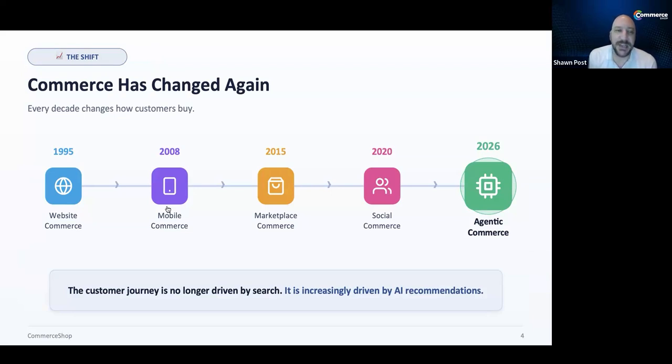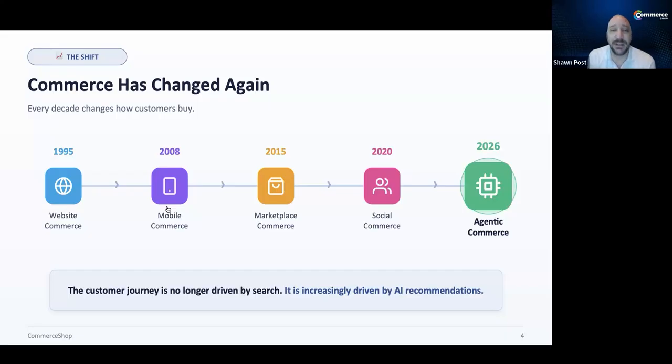Then in 2008, the first major shift occurred: mobile commerce. That was the launch of the app stores, so people started downloading apps. You think of Google Play, Apple. Forgive me, I'm not an Apple person, I forget their store. And then in 2015, you had the rise of marketplace commerce, like your Amazons, your Etsys, larger sites where people would go and upload their products.